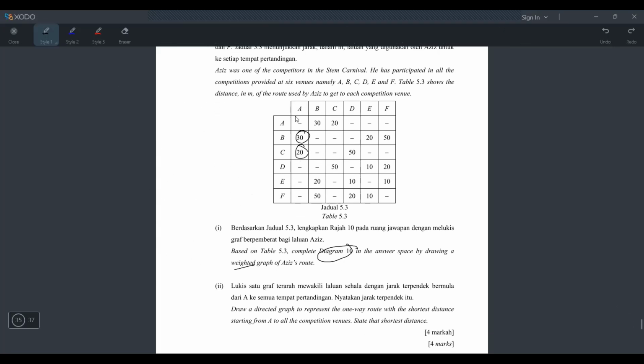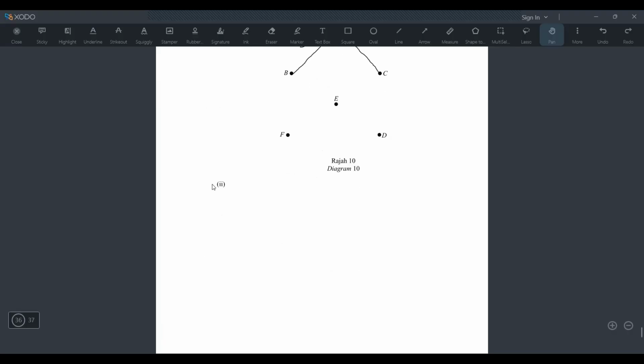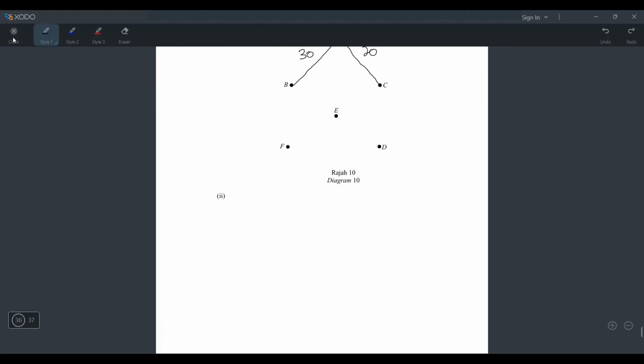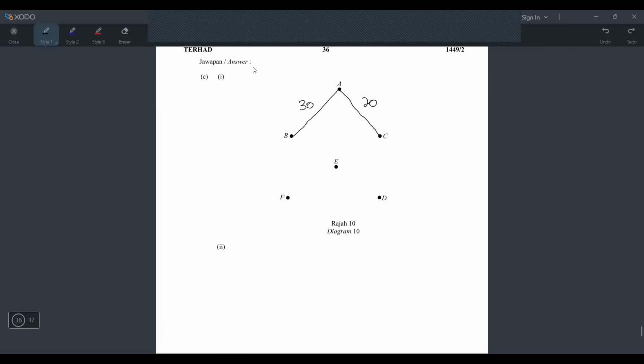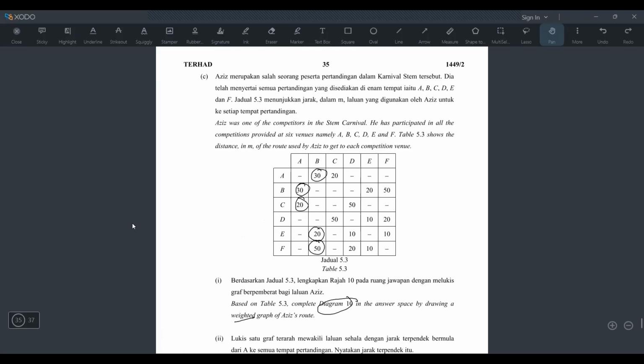All this dash means there is no road. So B to A is 30, B to E is 20. But B to A and A to B are the same, so this one we can skip. So B to E is 20, B to F is 50.